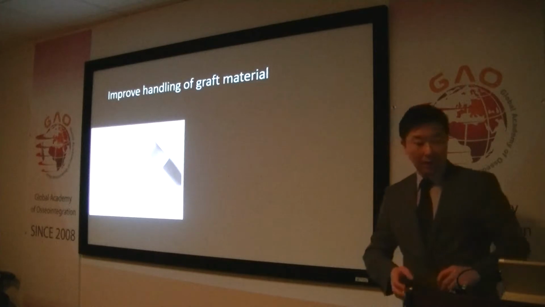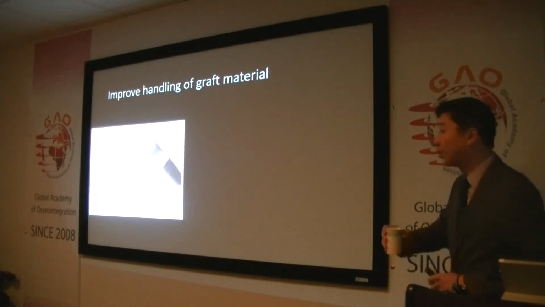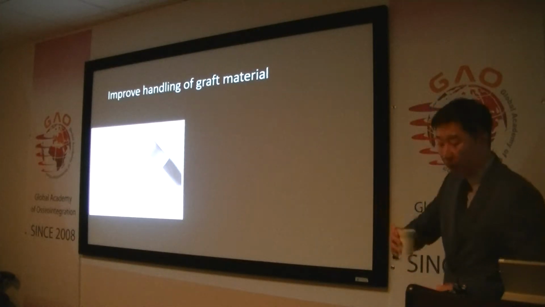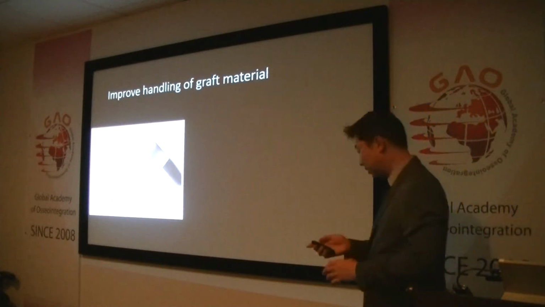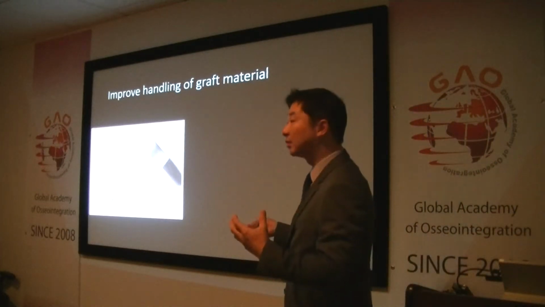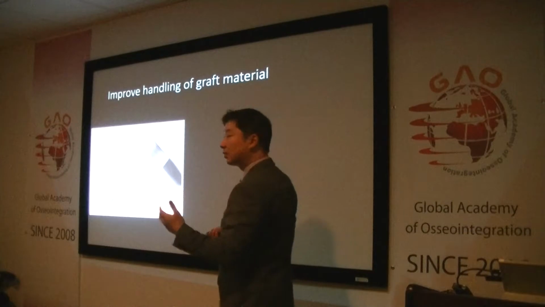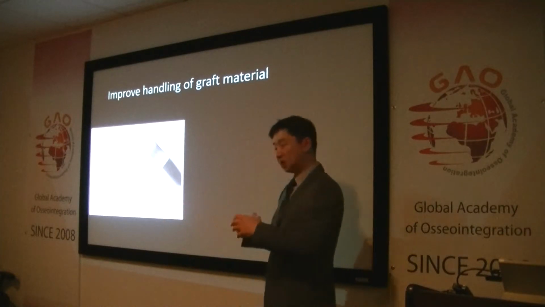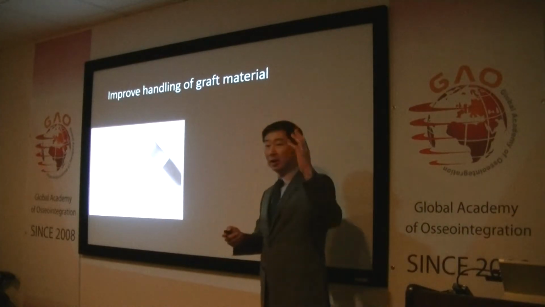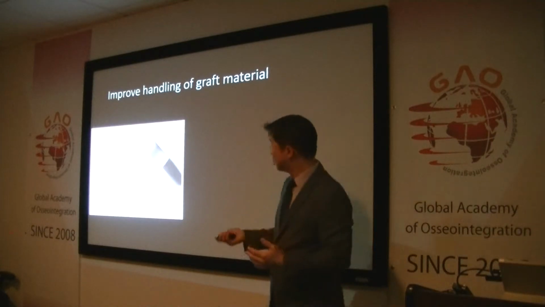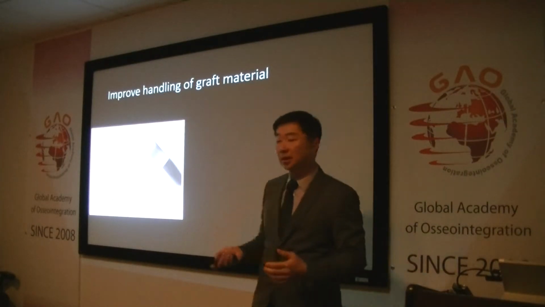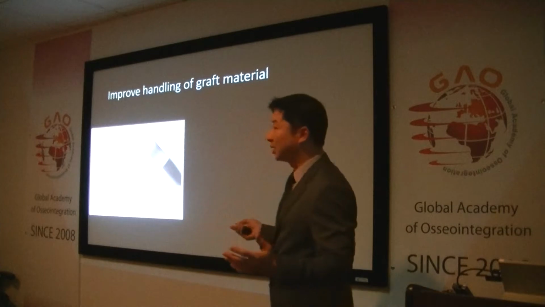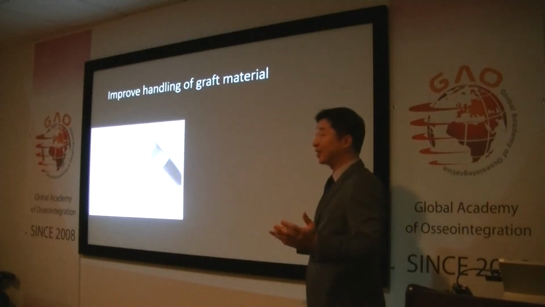Now, let's talk about improving handling of the graft material. So when you open it, the graft material comes in a container like this, dry. So I put a little bit of saline, correct? And you put it to the area, and it just gets everywhere, right? Underneath the flap, it gets to your instrument. You use a lot of it. So I stopped doing that because it's not fun, right?